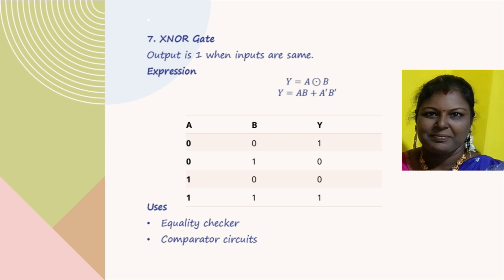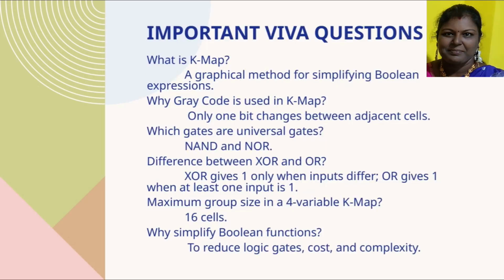Let's wrap up by revisiting some key points about Karnaugh maps. They're a graphical tool that helps us simplify Boolean expressions quickly. Gray code is used because only one bit changes between adjacent cells, making grouping easier. NAND and NOR are universal gates, meaning they can build any logic function. XOR differs from OR since it outputs 1 only when inputs differ. In a 4-variable K-map, the largest group covers all 16 cells. Simplifying Boolean functions helps us cut down on gates, cost, and complexity. These are important questions to keep in mind.